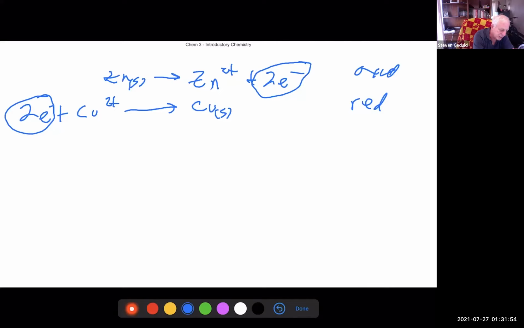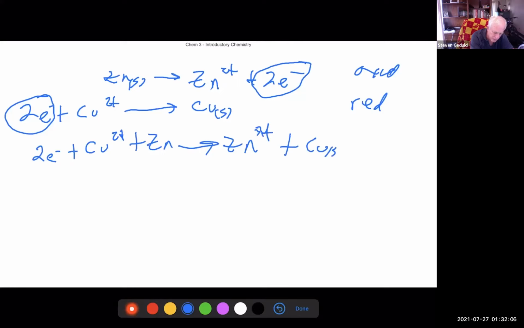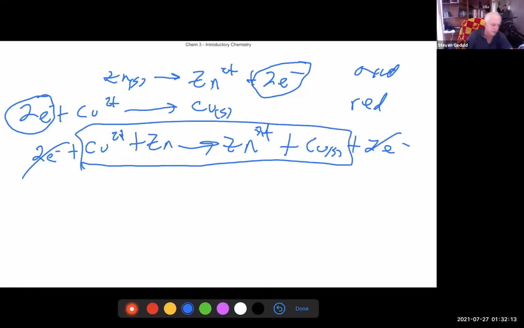But what you would get is 2 electrons plus Cu2+, plus zinc solid goes to zinc 2+, copper solid plus 2 electrons. The 2 electrons cancel, and you're left with your oxidation-reduction reaction: Cu2+ plus zinc goes to zinc 2+ plus copper solid.